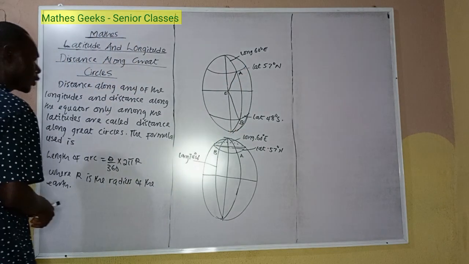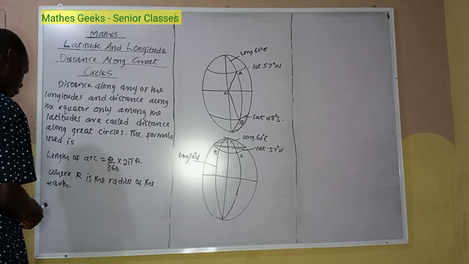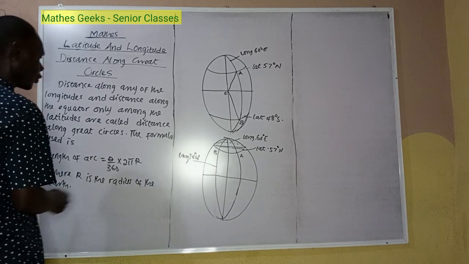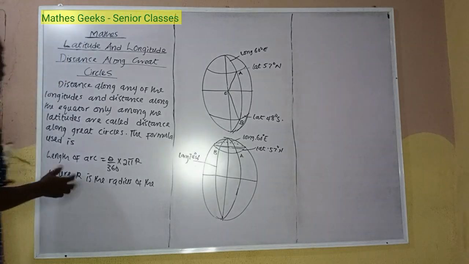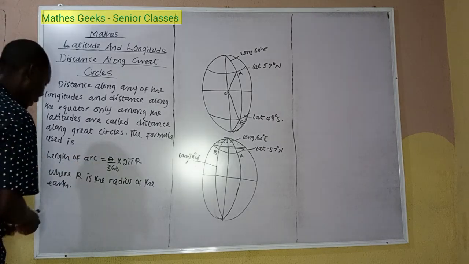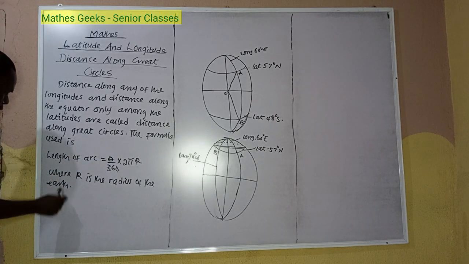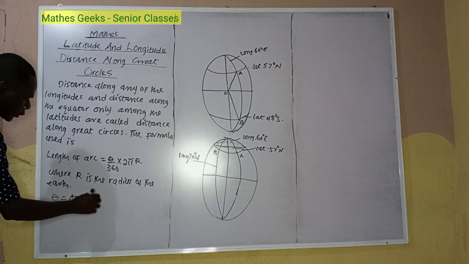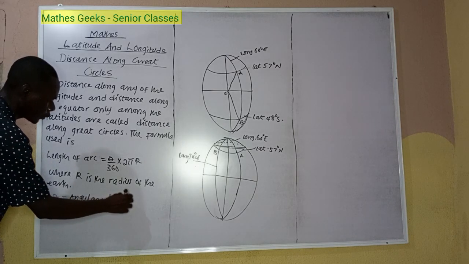So the radius of the earth, that distance is known as the radius of the earth, and is equivalent to 6,200 kilometers or 6,400 kilometers in most cases. So it will be given to you. And then one other thing you need to take note of is that theta here is the angular distance or difference.